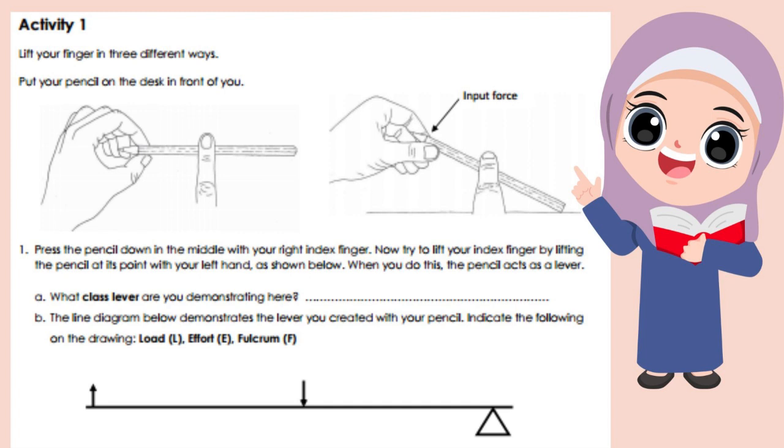Activity 1. Lift your finger in 3 different ways. Put your pencil on the desk in front of you. 1. Press the pencil down in the middle with your right index finger. Now try to lift your index finger by lifting the pencil at its point with your left hand, as shown below. When you do this, the pencil acts as a lever. A. What class lever are you demonstrating here? B. The line diagram below demonstrates the lever you created with your pencil. Indicate the following on the drawing: load L, effort E, fulcrum F.